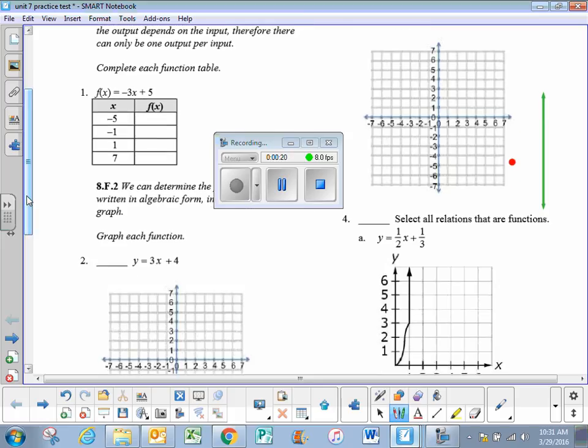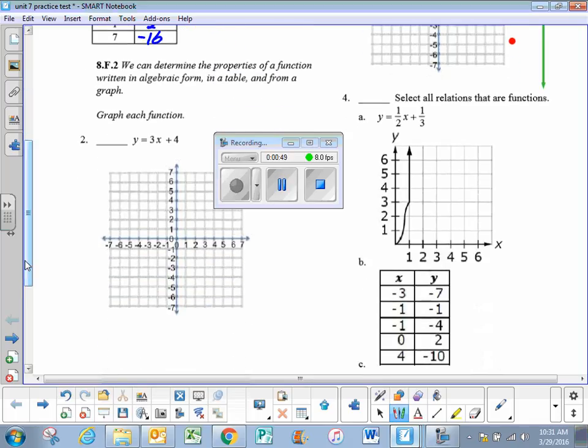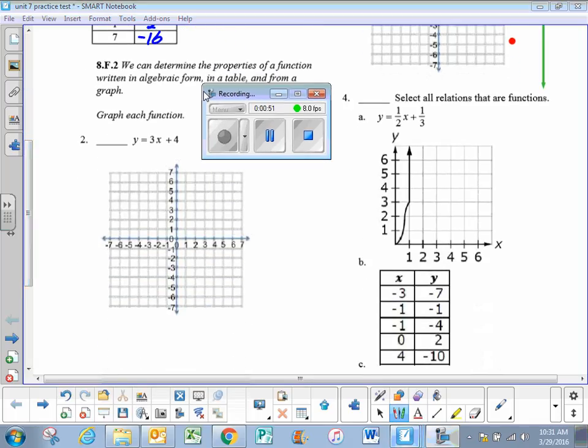Number 1, it's on the laptop, and I have a really loud voice, so it should be picking it up. So I'm going to plug and chug here. When I plug in -5 for x, what do I get? -3 times -5 is 15, plus 5 is 20. When I plug in -1, I get -3 times -1, which is 3, plus 5 is 8. When I plug in 1, I get 2. And when I plug in 7, I get -16.